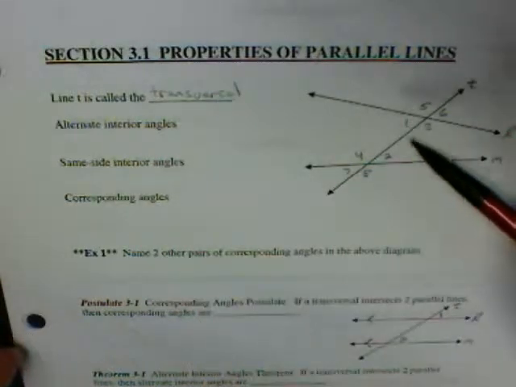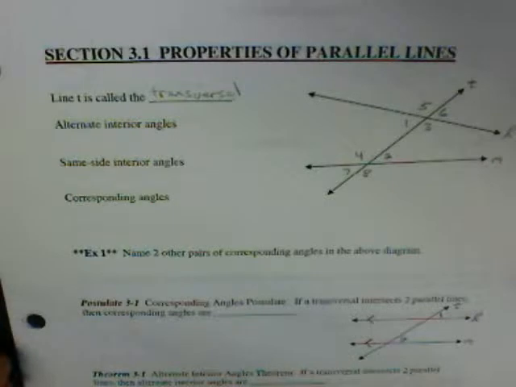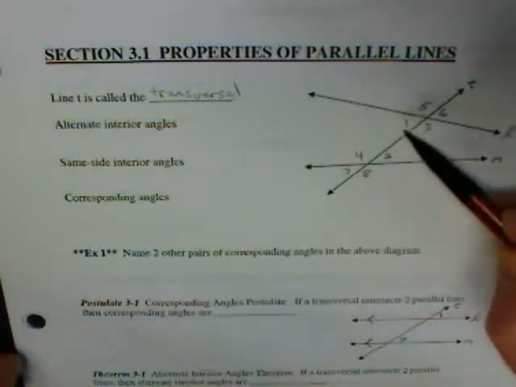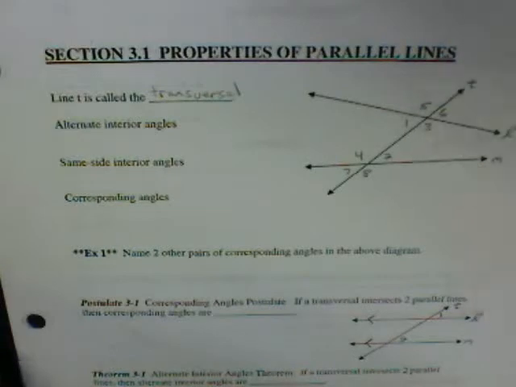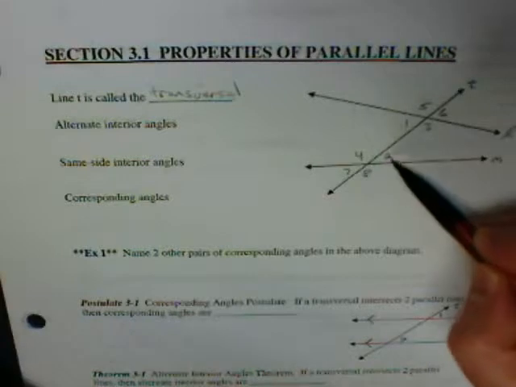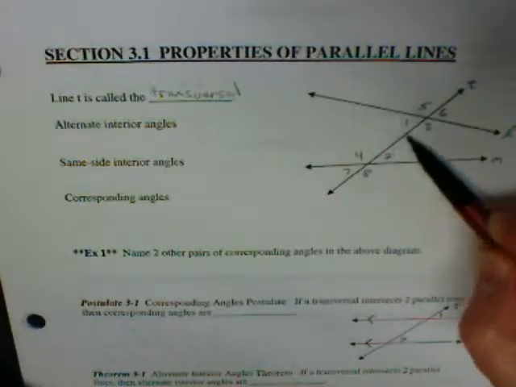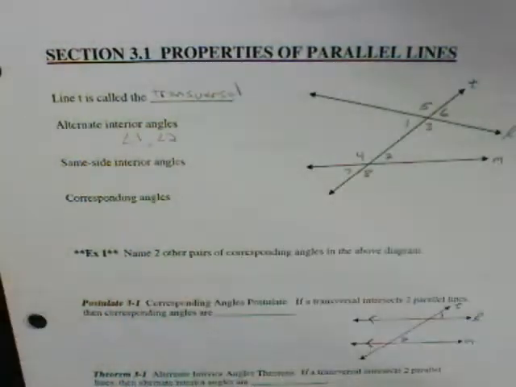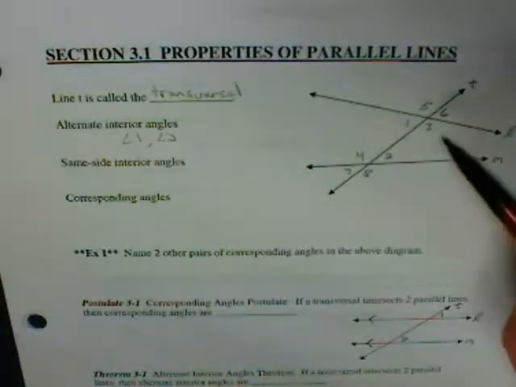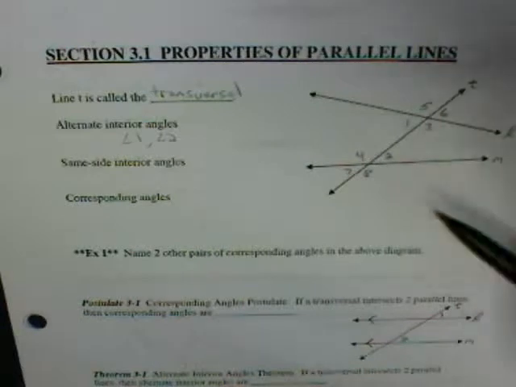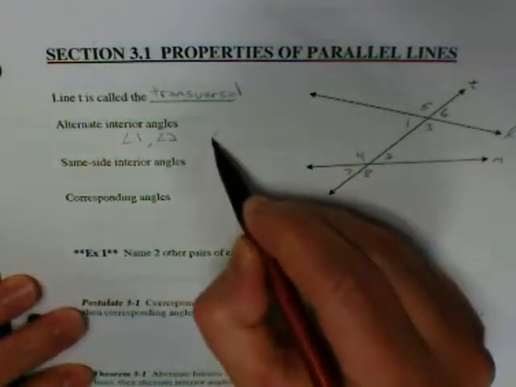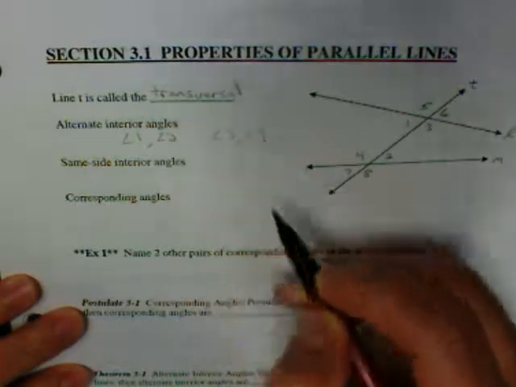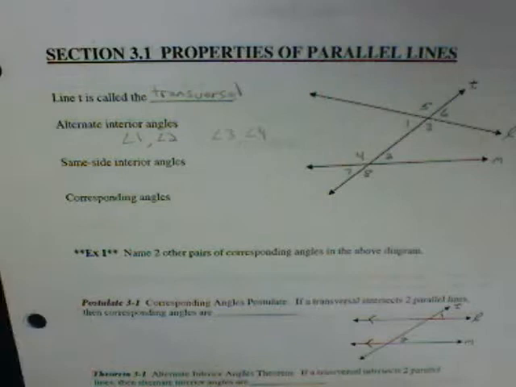Alternate means they're going to be on opposite sides of the transversal, and they can't be right next to each other. Because if you're looking at 1 and 3, I understand they're on opposite sides of the transversal, but there's adjacent angles. We already have a word for that, so we don't need a new word. So the alternate interior angles are going to be like 1 and 2, because they're on opposite sides of the transversal and not right next to each other. So angle 1 and angle 2 are our first pair of alternate interior angles. The second pair is angle 3 with angle 4. So that's going to be our second pair. So that's what it means when we say alternate interior angles.